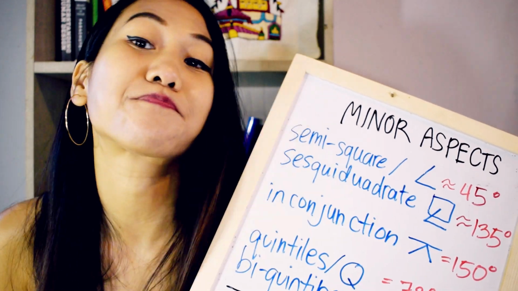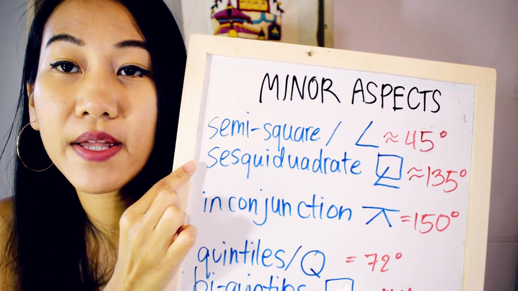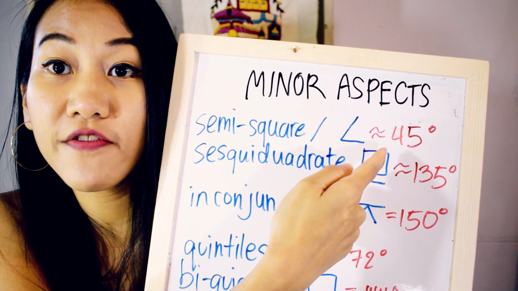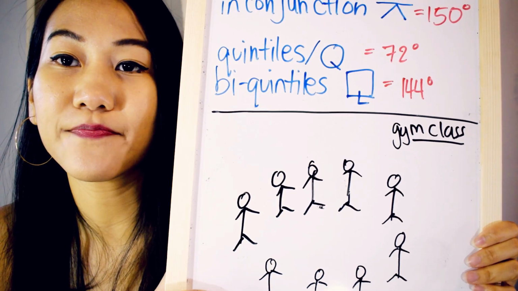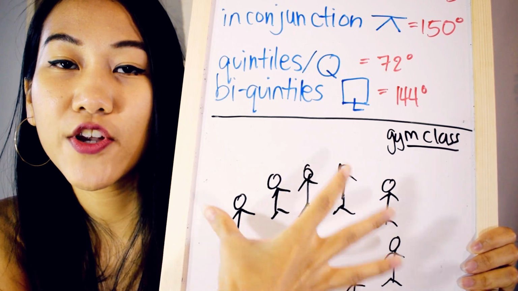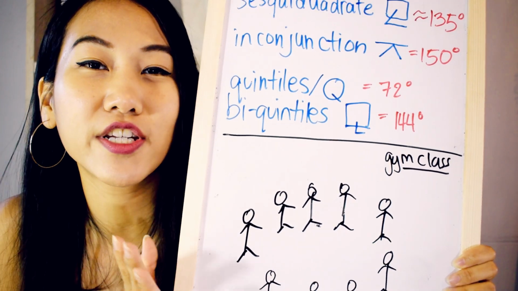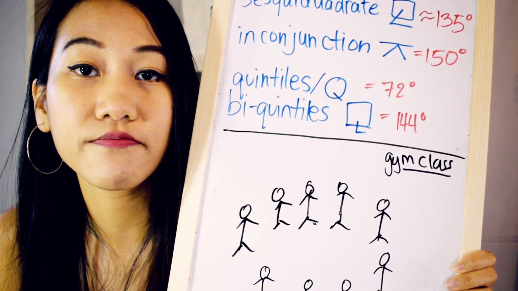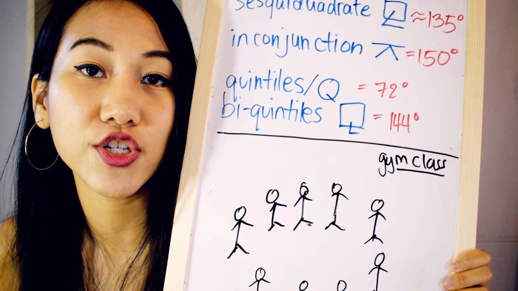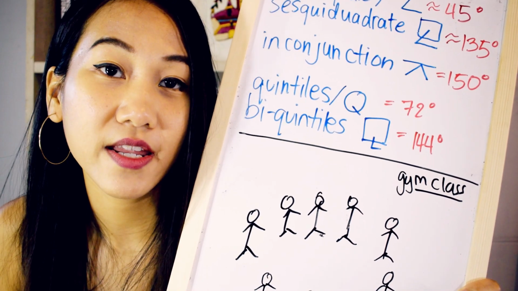The semi-square and sesquiquadrate happen when planets are sitting within 45 or 135 degrees apart. So in gym class, they're just in a position where they're not doing much, and the teacher's just telling them, okay, throw the ball to the other person. And they're like, okay, and they just do it. And the teacher's like, stop throwing the ball. They're like, okay, and they stop doing it.